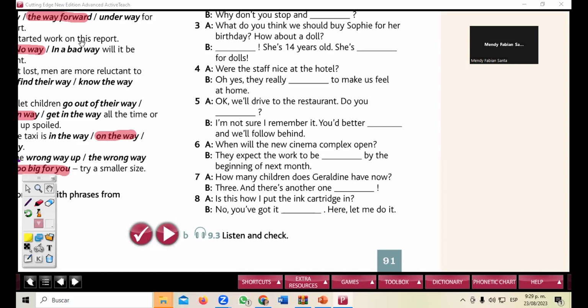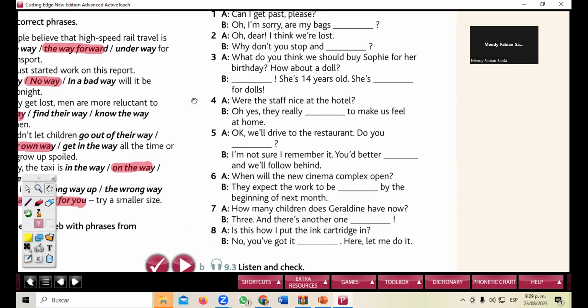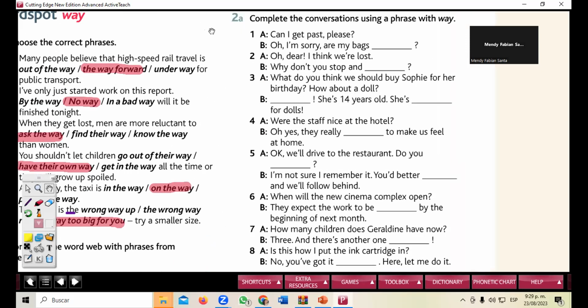Okay. Teacher, in this case, when will the new cinema complex open? They expect the work to be opened by the beginning of the next month. No, we have to use a word with way. I think Santiago has the answer. Maybe they expect the work to be underway by the beginning of the next month.